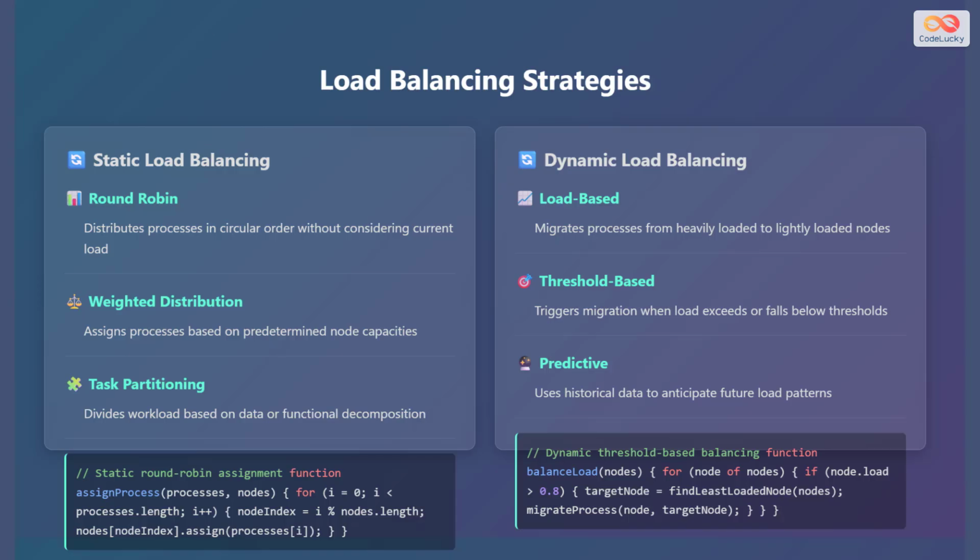Here is the pseudocode for a static round-robin assignment. For each process, assign it to a node by cycling through the available nodes.